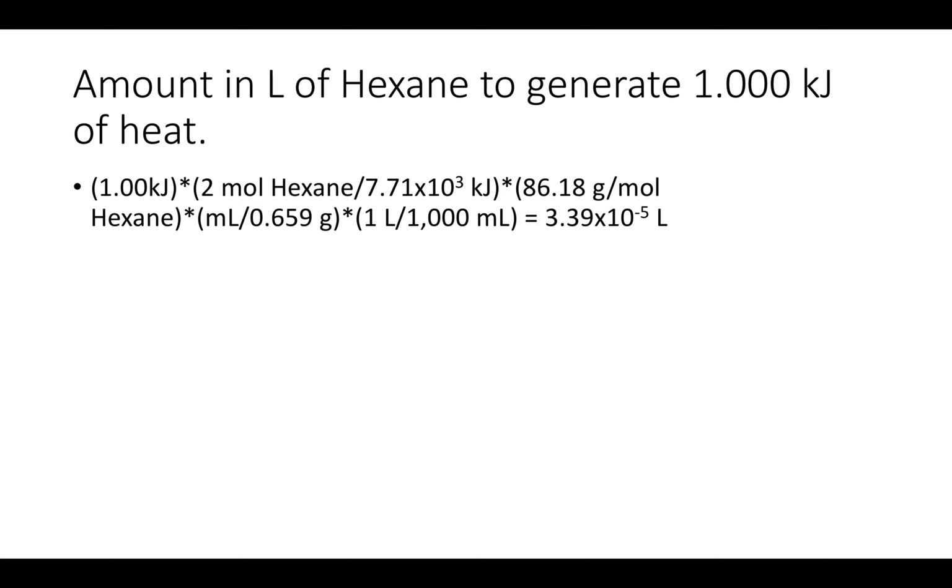Finally, we have to figure out the amount in liters of hexane to generate 1 kilojoule of heat. We go from 1 kilojoule and multiply that by 2 moles of hexane, dividing by 7.71 times 10 to the third power of kilojoules, and multiply that by 86.18 grams per mole of hexane, and then we're going to divide that by 0.659 and actually divide by 1,000 milliliters, giving us 3.39 times 10 to the negative fifth power of liters.